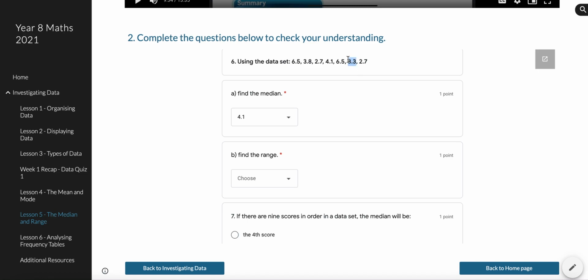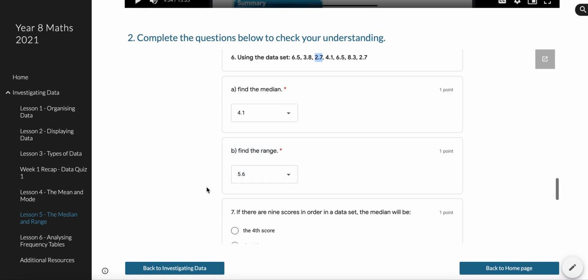Coming back, we just found that the median was 4.1, and the range is just going to be the highest score, 8.3, minus the lowest score, 2.7. So the range is going to be 5.6.